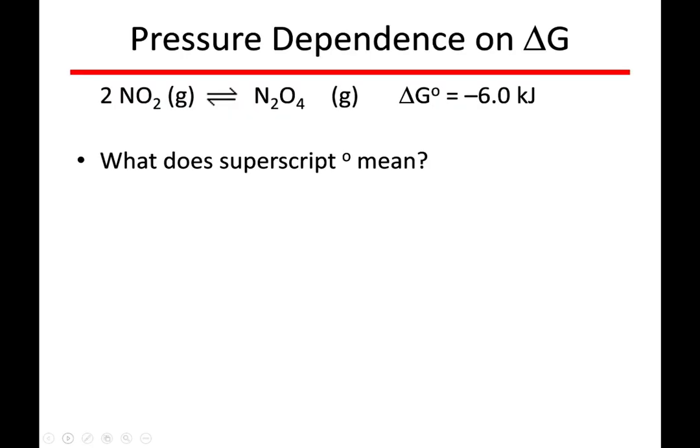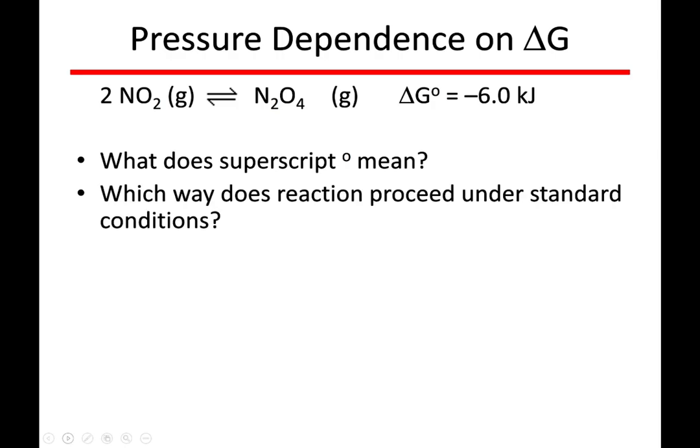We're going to consider this equilibrium reaction between 2NO2 gas going to N2O4 at equilibrium. And we're told that delta G standard for this reaction is minus 6.0 kilojoules. So I want you to remember what that superscript 0 means, what it means to be at standard conditions. I'll remind you that standard conditions mean if you have a reaction occurring in the gas phase, all of the reactants and products are present at a pressure of 1 atm. So let's think about what would happen if you had 1 atm pressures of NO2 and N2O4. Which way would the reaction proceed under the standard conditions?